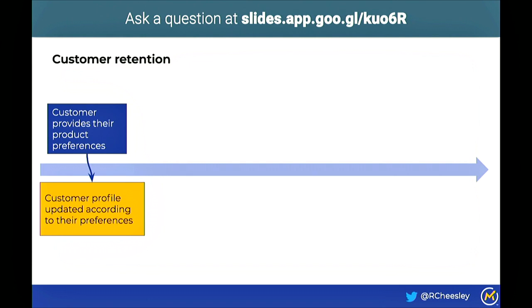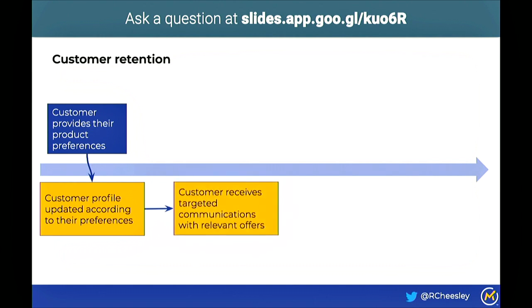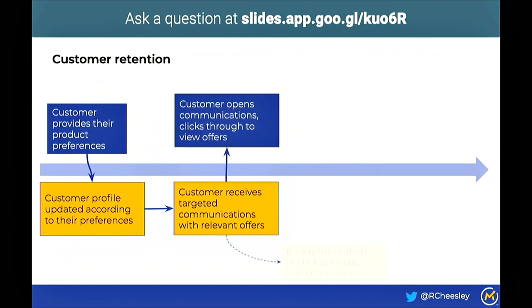So you can ask them to update their customer profile and tell you what they're interested in hearing about and how. They might want to receive a text message, they might want to receive an email, they might not want to receive push notifications. And Mautic allows you to put that decision in the hands of the customer. And it's also fully GDPR compliant. So the customer can then receive targeted communications with relevant offers, rather than just your generic, I'm going to send this to my entire database.